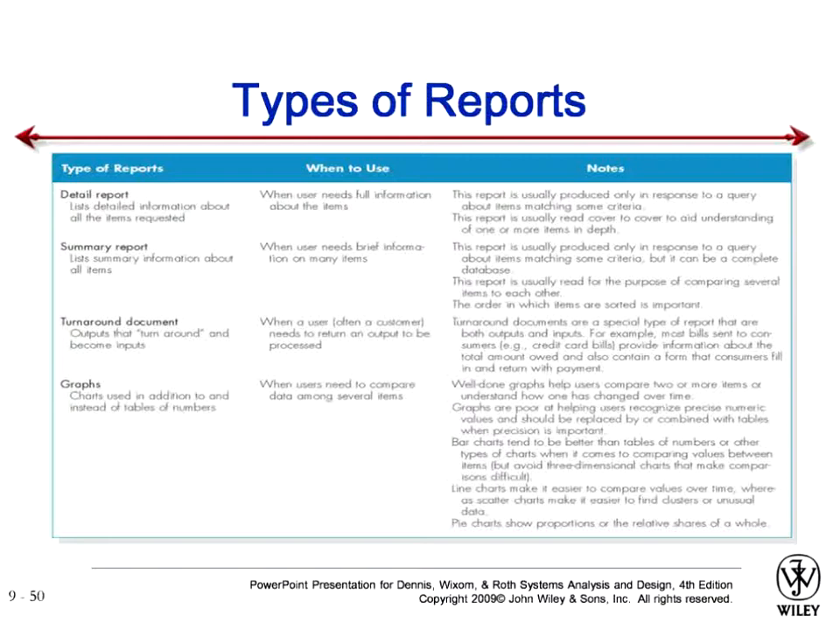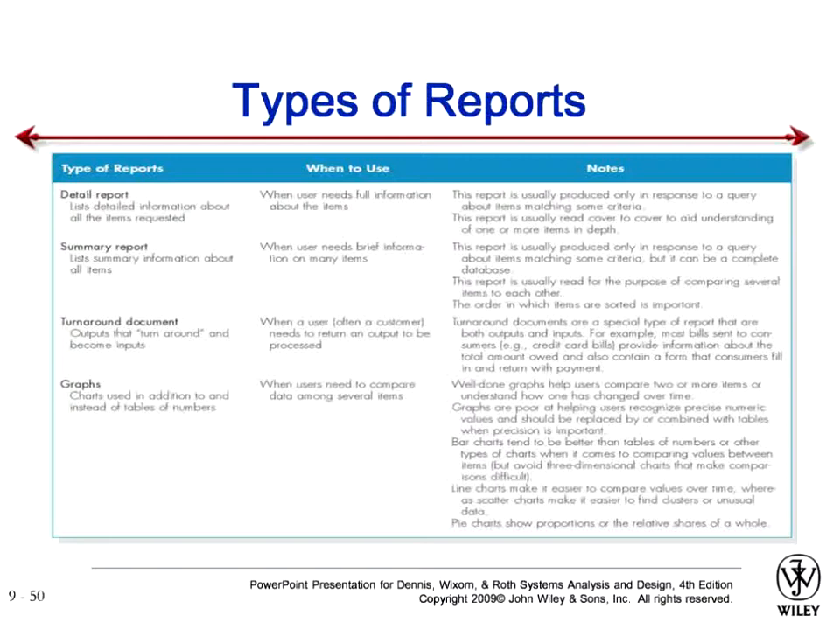The types of reports which can be generated are detailed report, summary report, turnaround document, and graphs. The detailed report lists detailed information about all the items requested. And when to use a detailed report? When the user needs full information about the item. The summary report lists summary of information about all items, and it is used when the user needs brief information on many items.